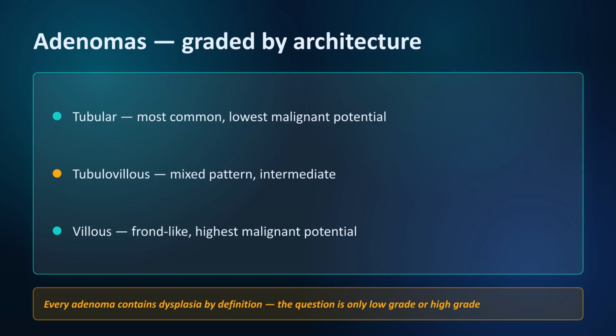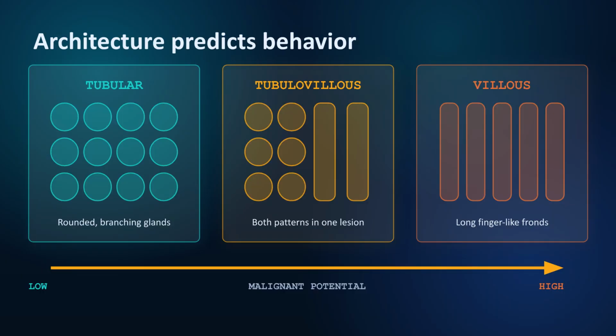The only question the pathologist answers is how much, low grade or high grade. Look at the 3 panels. On the left is a tubular adenoma. Notice the rounded branching glands packed closely together. That is the tubular pattern.